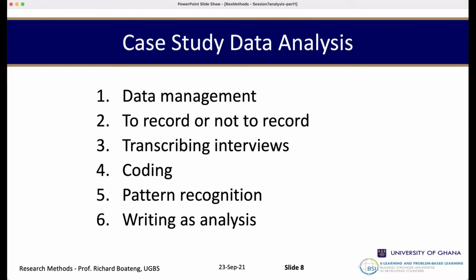Okay, so in data analysis for a qualitative case study, you need to keep a number of principles in perspective. First of all, how you manage your data, the choice of what to record and what not to record, transcribing what you have recorded into written text, the coding from the transcribed text of what you have found concerning the phenomenon, identifying the patterns within the codes, and then being able to use that to write your analysis or what you have learned from that.